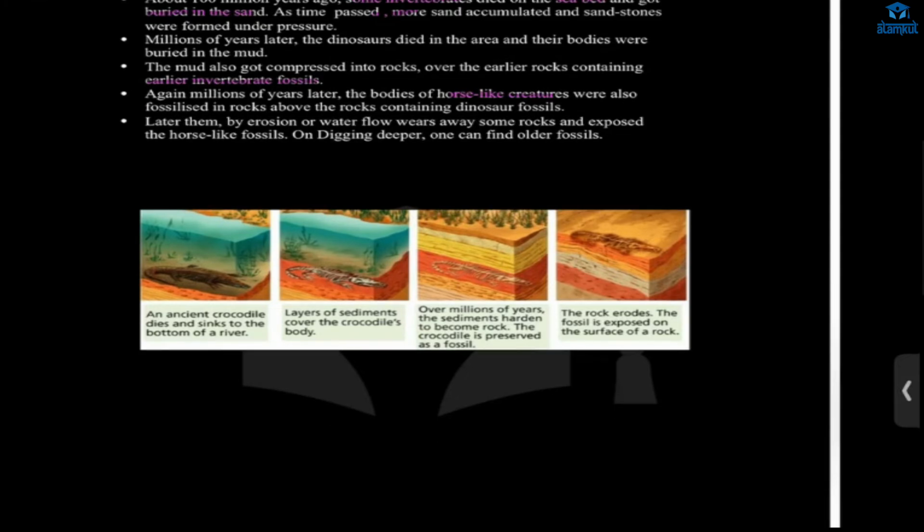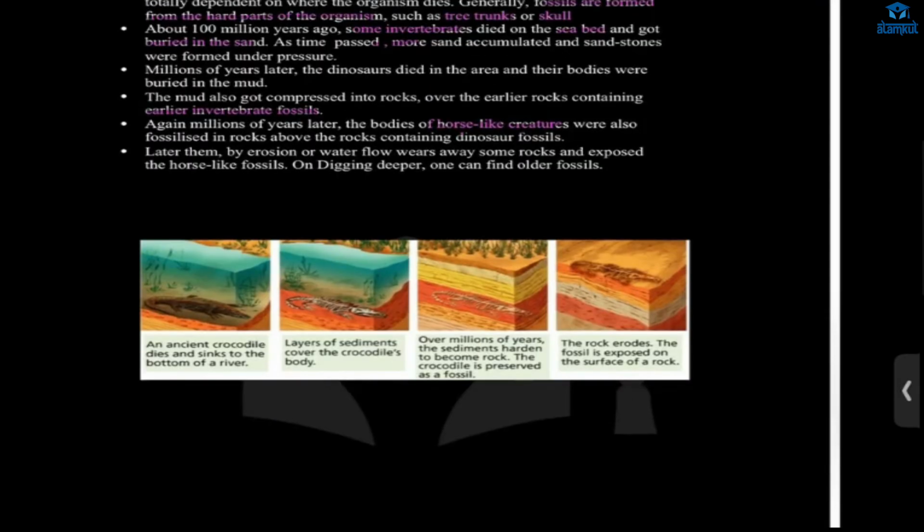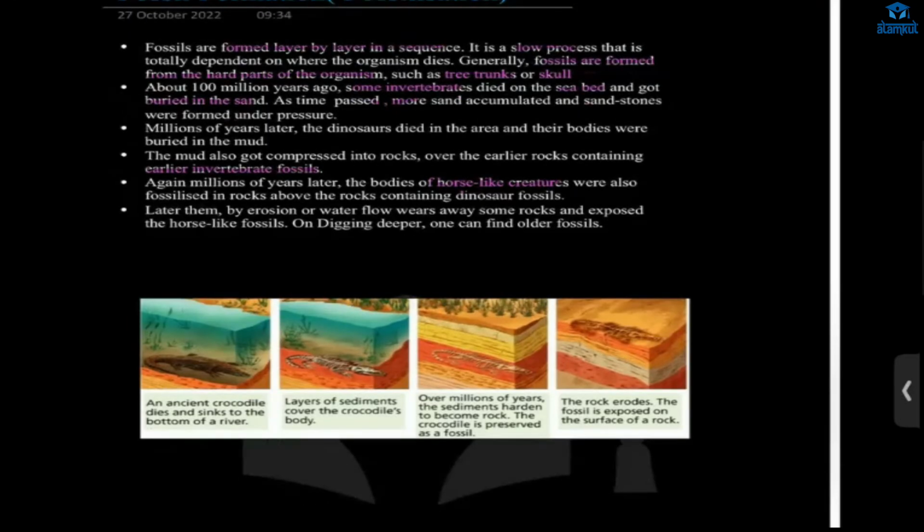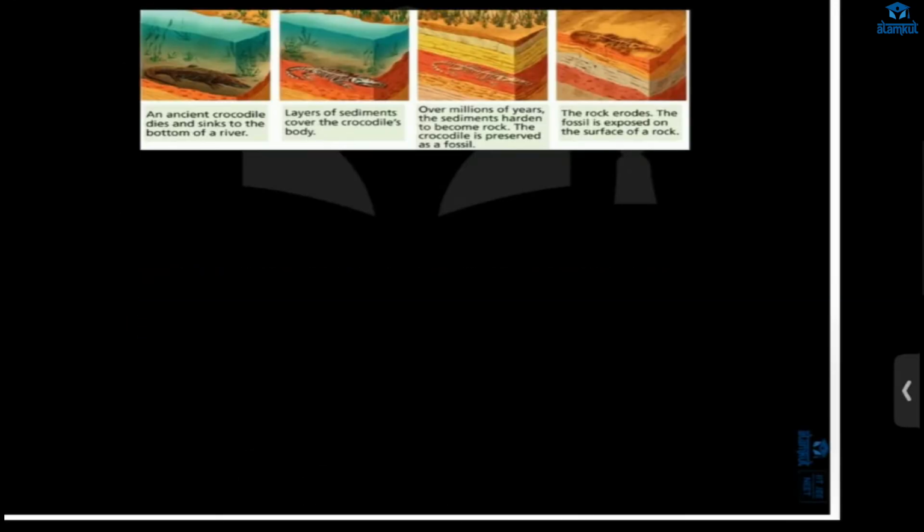So later what will happen? By erosion or water flow or digging, they will find the fossils. First they will find the horse-like fossils. Next they will find the dinosaur one. The last one they will find is the invertebrates, layer by layer. Okay, this is how fossils are formed. Here the example is given of the crocodile.